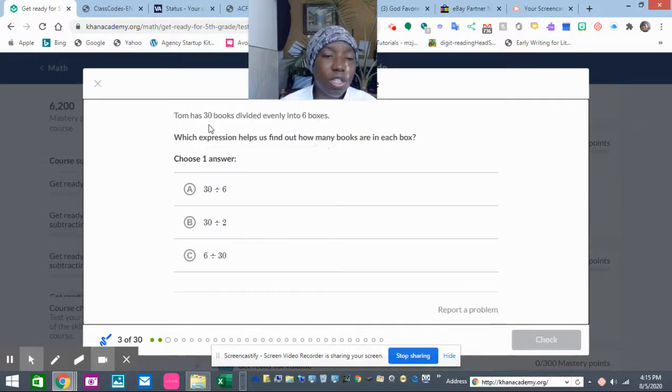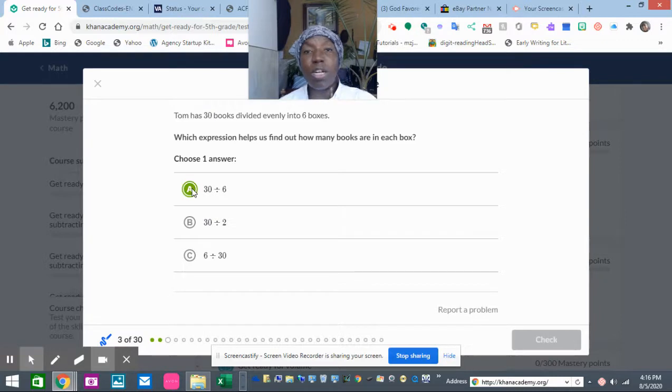Okay, Tom has 30 books divided evenly into 6 boxes. You're probably like, Ms. Janis, I know it. Okay. So, which expression helps us find out how many books are in each box? And you have to choose one. So is it 30 divided by 6, 30 divided by 2, or 6 divided by 30? Now I'm going to choose A again.